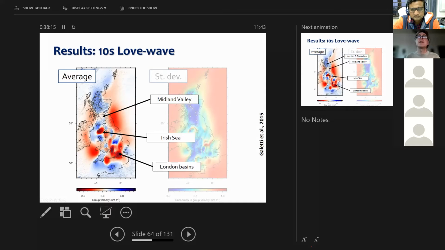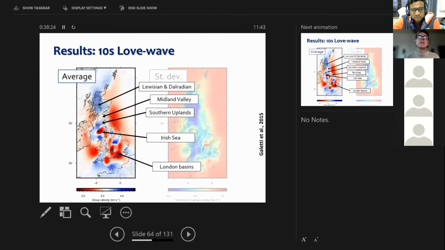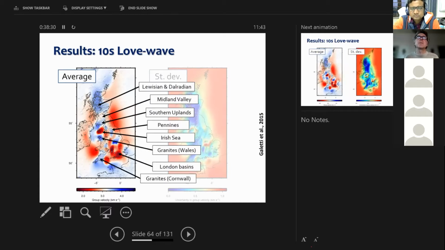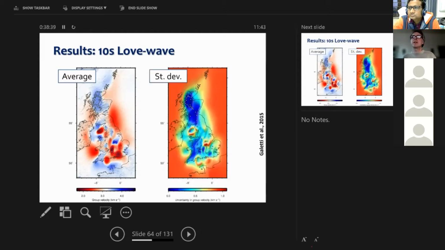In addition, we can see the bedrock of the Scottish Highlands, the southern uplands of Scotland, the Pennines in England, the granites in Wales, and the granites in Cornwall. These are geological features that we would expect to see, and so seeing them gives us confidence in the algorithm. Now let's have a look at the standard deviation, or the uncertainty map, over on the right.